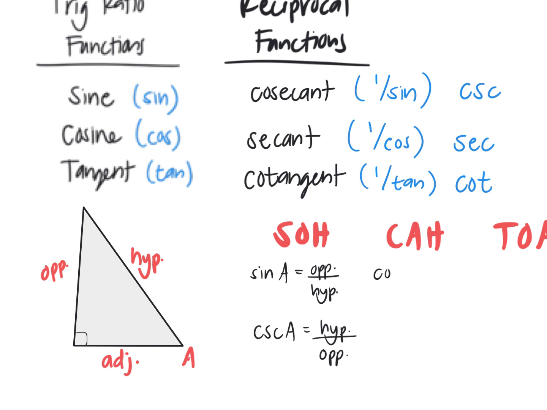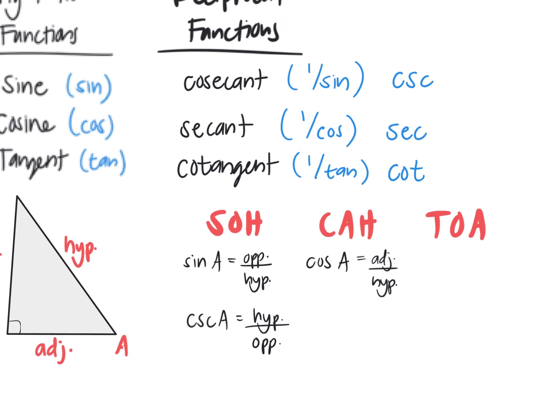Okay, cosine. What do the A and the H stand for in cosine? Yeah, adjacent over hypotenuse. And again, if I was finding the secant, it's technically the hypotenuse over the adjacent. You flip it. And then T stands for tangent, and the O and A stand for opposite over adjacent.